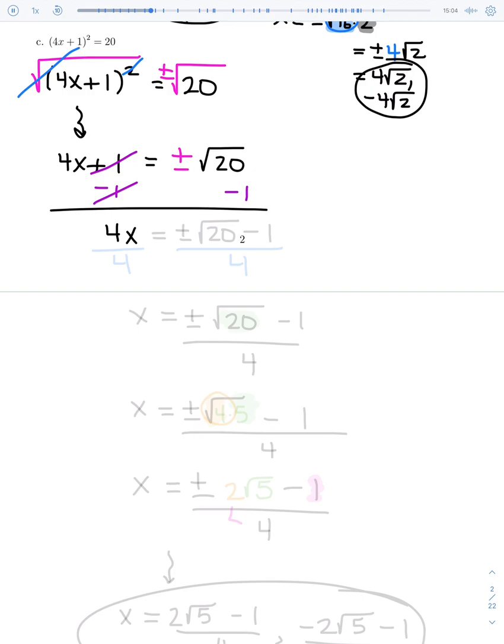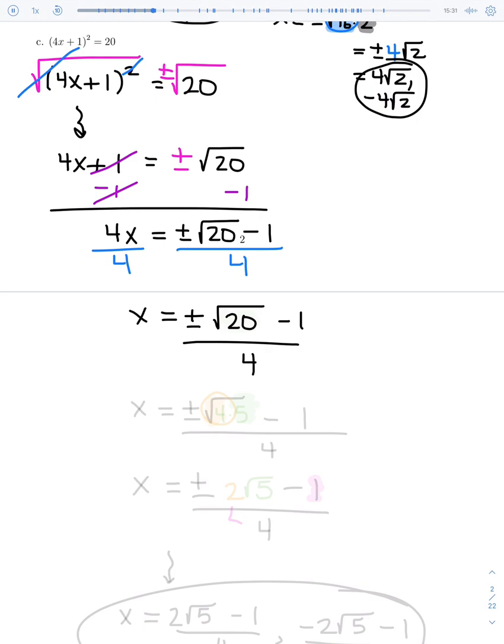equals plus or minus the square root of 20 minus 1. Last thing you would do is divide both sides by 4, which would give you that x equals plus or minus the square root of 20 minus 1, all over 4.